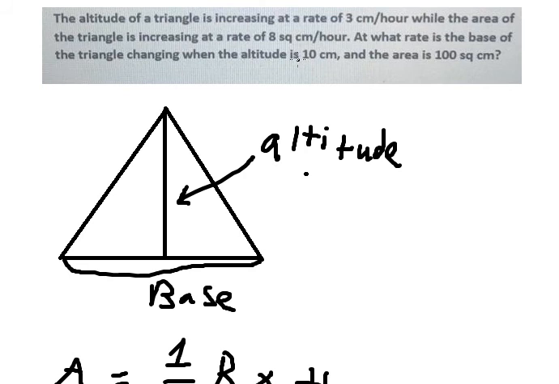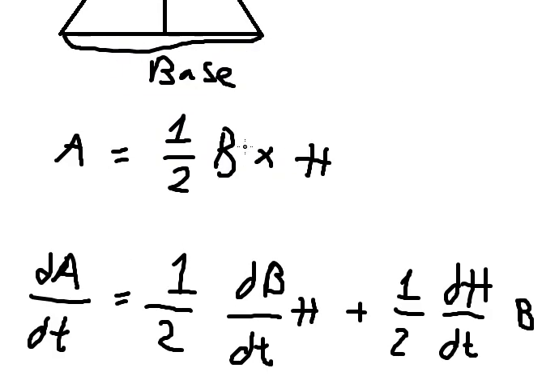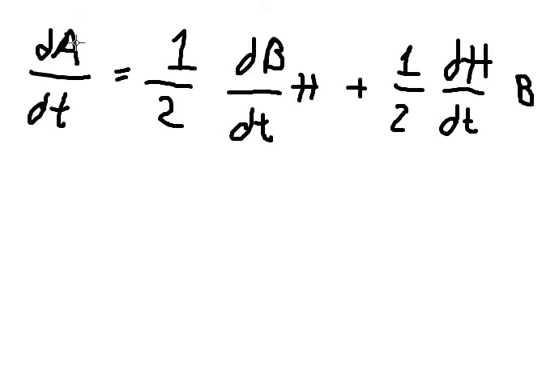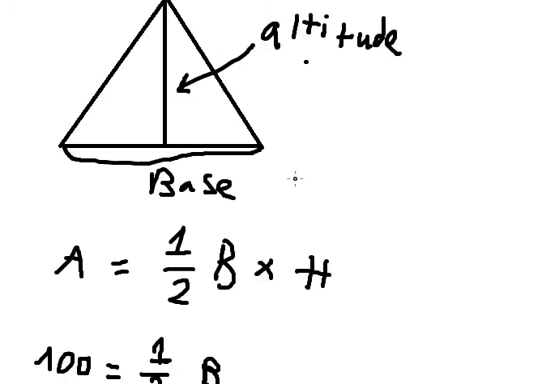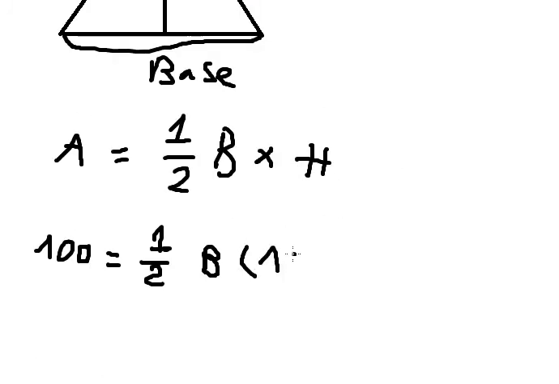So the question provides 10 centimeters for the altitude and the area is 100 square centimeters. We have the altitude, we have the area. We can find the value of the base in here. So I will put 100 in here, and the altitude is 10. So we can find the value of the base. We multiply by 2 and then divide both sides by 10. So we will have 20.